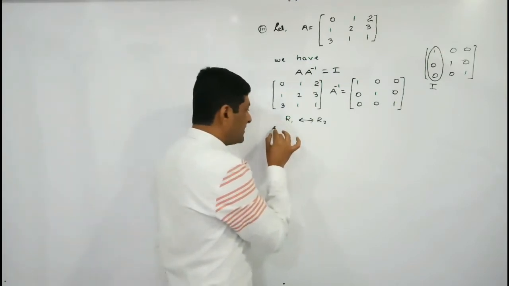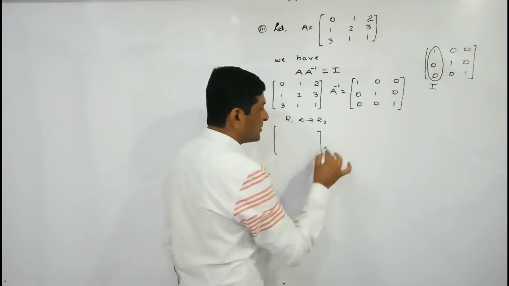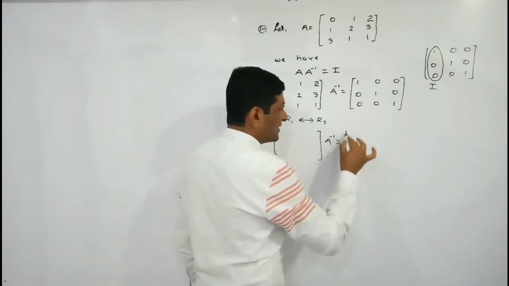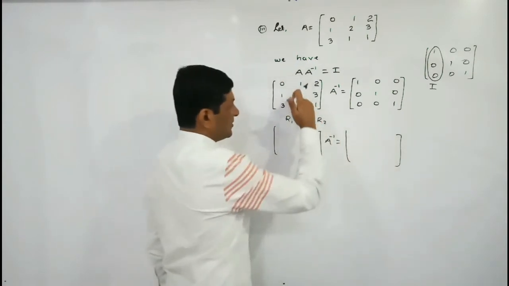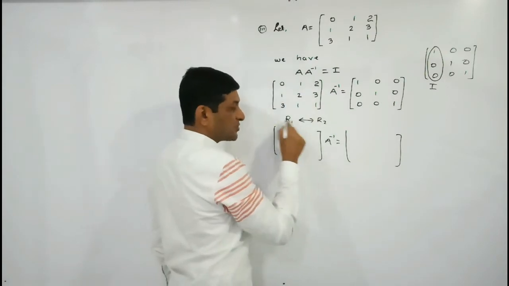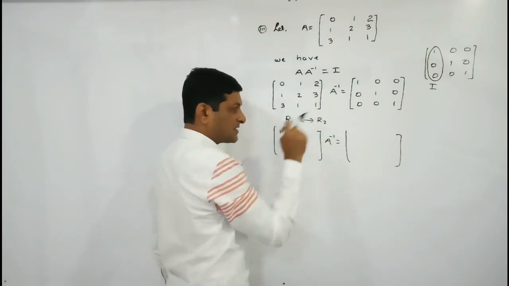So here if we are performing this operation, let us see what we will get here. So let us interchange the elements of first row and second row.